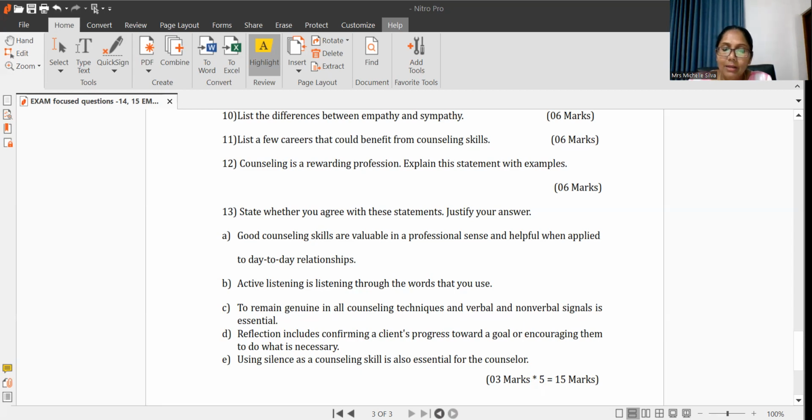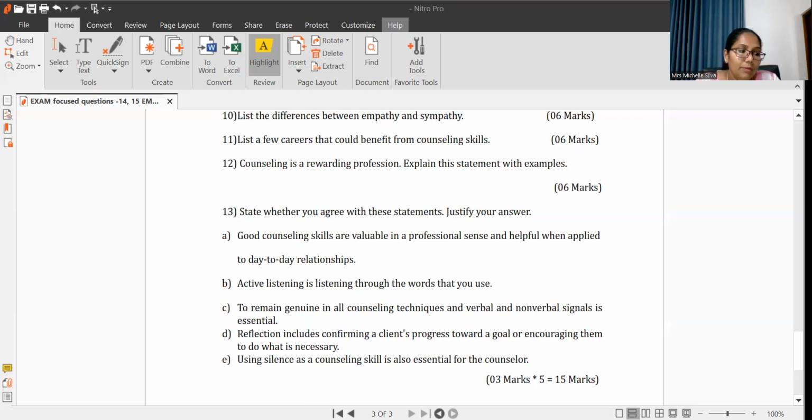Reflection includes confirming a client's progress toward the goal and encouraging them to do what is necessary. Actually, you cannot agree with that statement. Reflection is when you accurately describe the client's state from their verbal and non-verbal cues. But under affirmation, you try to confirm a client's progress toward a goal and encourage them to do what is necessary. So therefore, reflection does not include confirming client progress. Reflection is a totally different concept.